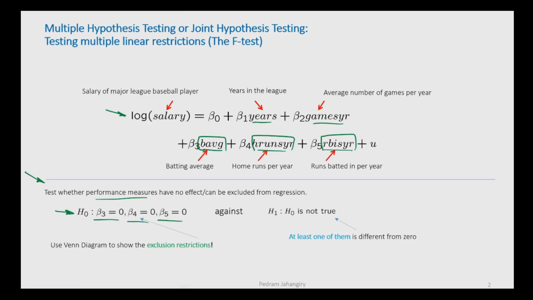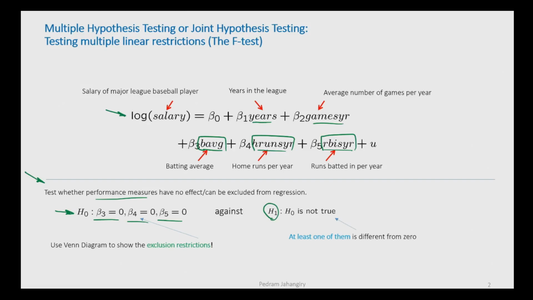So we have three restrictions here. Beta 3, the coefficient of batting average, is equal to 0, and collectively beta 4, the coefficient of home runs per year, is equal to 0, and beta 5, the coefficient of runs batted in a year, is equal to 0. So this is going to be the null hypothesis. The alternative is that H null is not true, or at least one of them is different from 0, right? If even one of them, for example beta 3, is not equal to 0, we're going to reject the null. We're going to say that these three collectively are significant, okay?